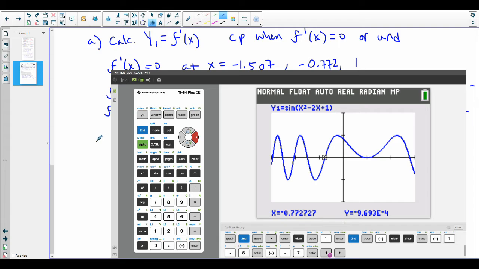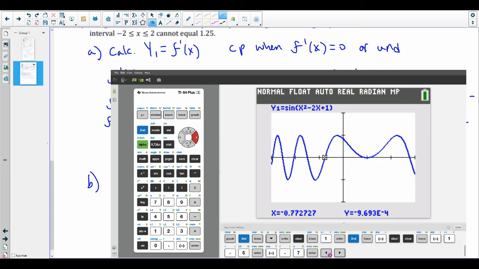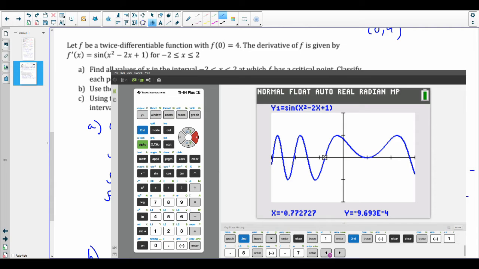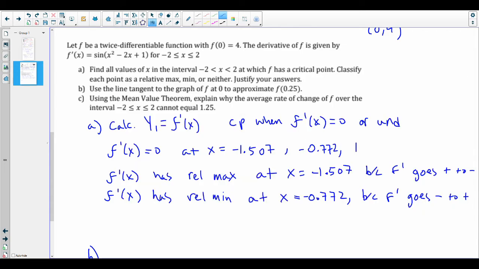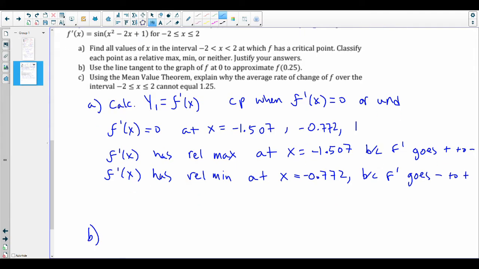Part B. So in part B, what are we asked? There we go. In part B, we're asked to use the line tangent to the graph to approximate f of 0.25. So that's that linear approximation stuff.